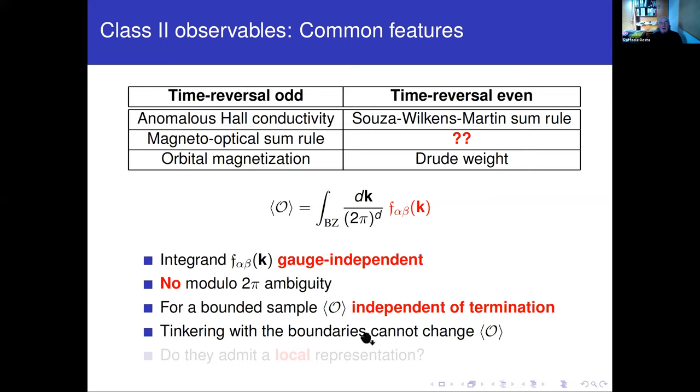You may think that with the boundary you can change the value as much as you want, but you cannot. And let me anticipate, since I will not show it in this talk, they admit a local representation, they admit a density. So you can forget about the k-vector and you can define them even if you have an inhomogeneous system like a heterostructure, while you cannot do that for polarization.